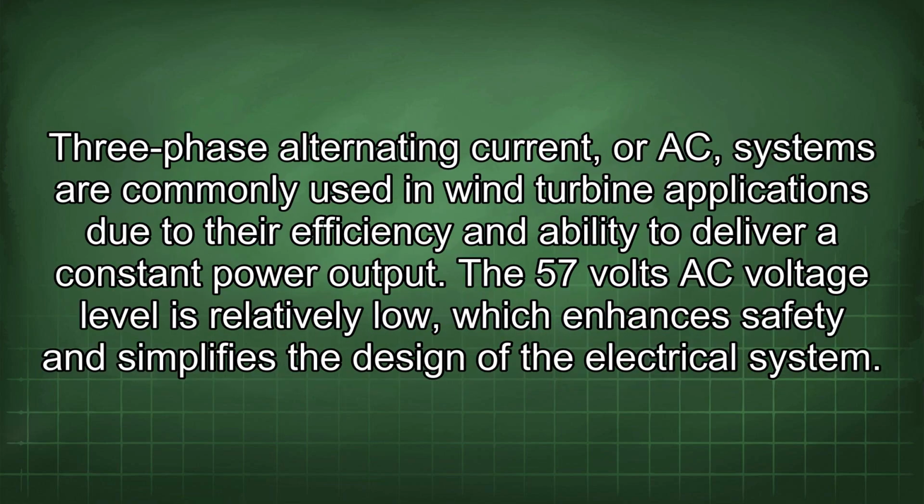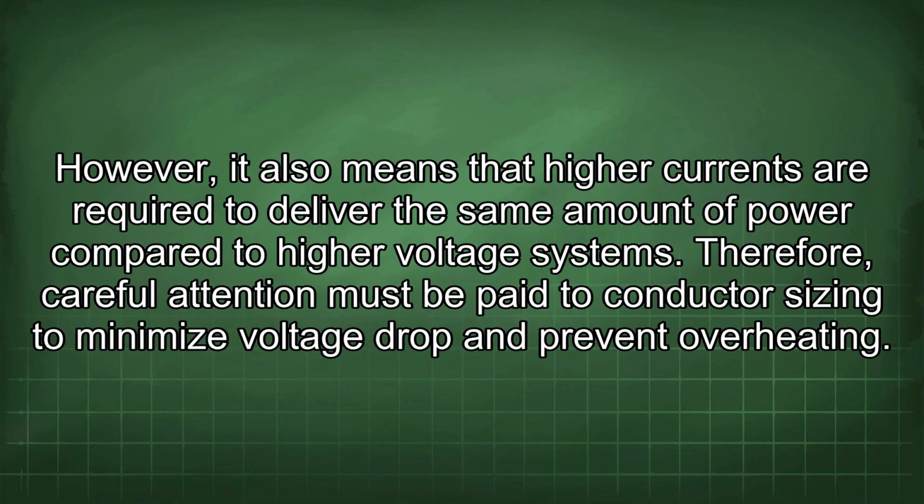3-phase alternating current, or AC, systems are commonly used in wind turbine applications due to their efficiency and ability to deliver a constant power output. The 57 volts AC voltage level is relatively low, which enhances safety and simplifies the design of the electrical system. However, it also means that higher currents are required to deliver the same amount of power compared to high voltage systems. Therefore, careful attention must be paid to conductor sizing to minimize voltage drop and prevent overheating.